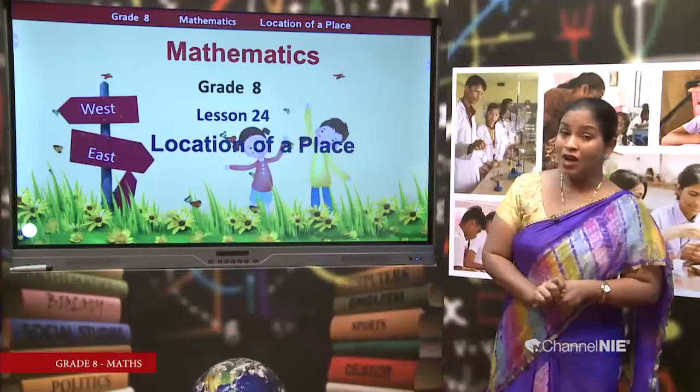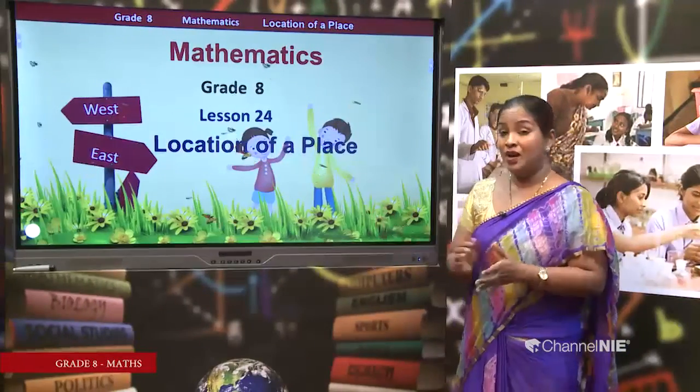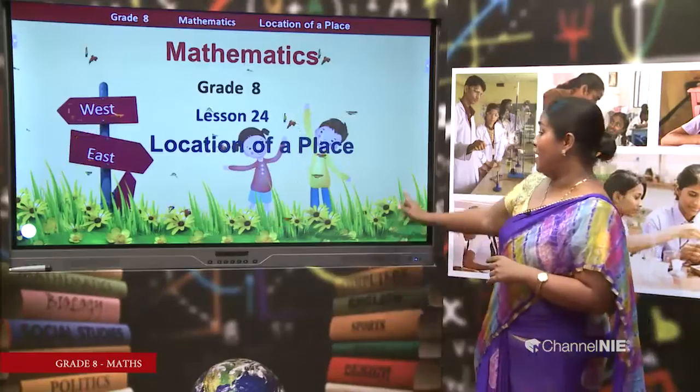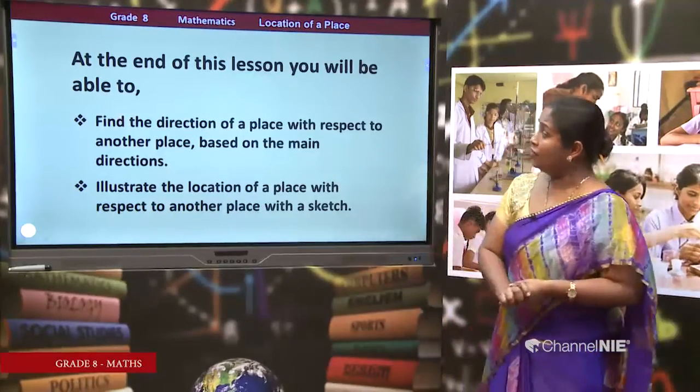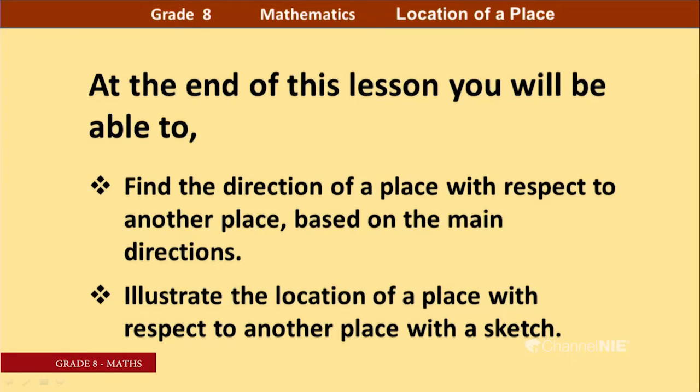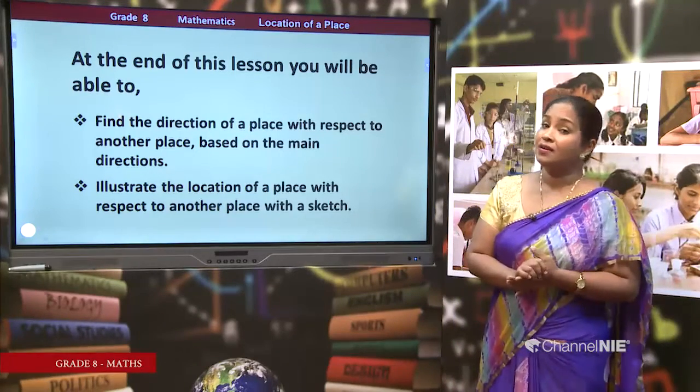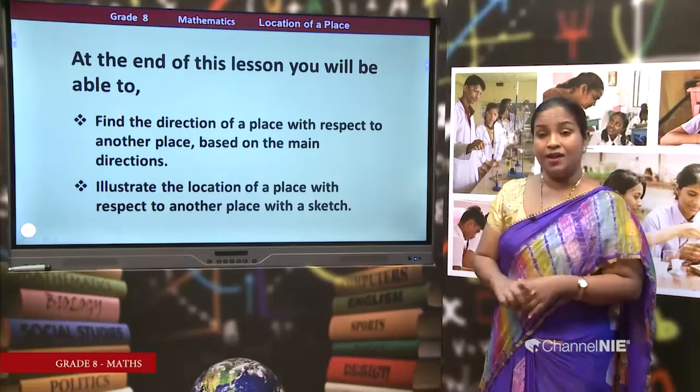Okay. We are going to see what things we are going to learn through this lesson. What are they? At the end of this lesson, you will be able to find the direction of a place with respect to another place based on main directions, and you will be able to illustrate the location of a place with respect to another place with a sketch. So, we are going to do two things today. We are going to explain the location of a place and we are going to sketch it out.